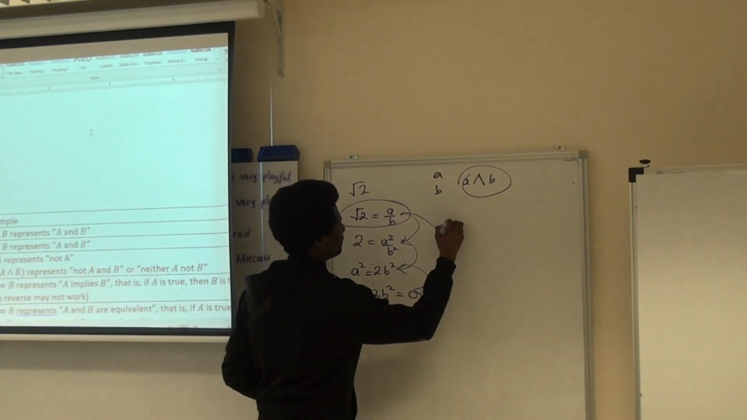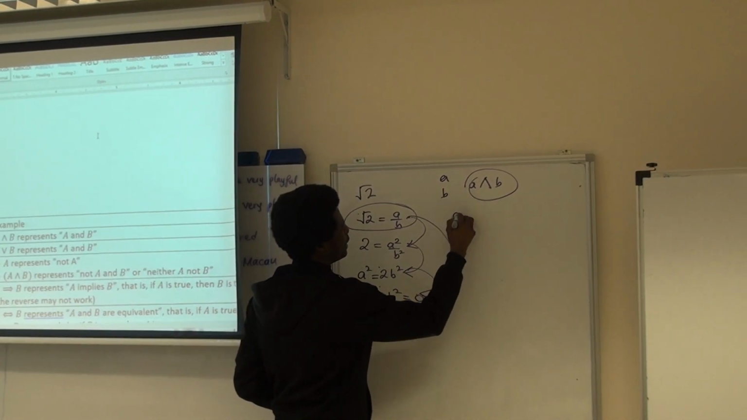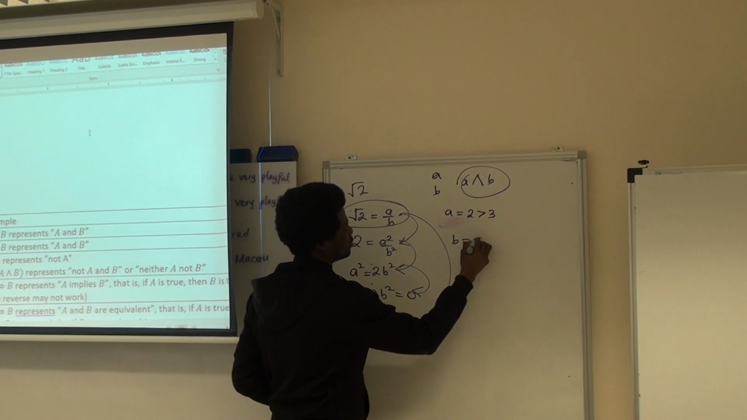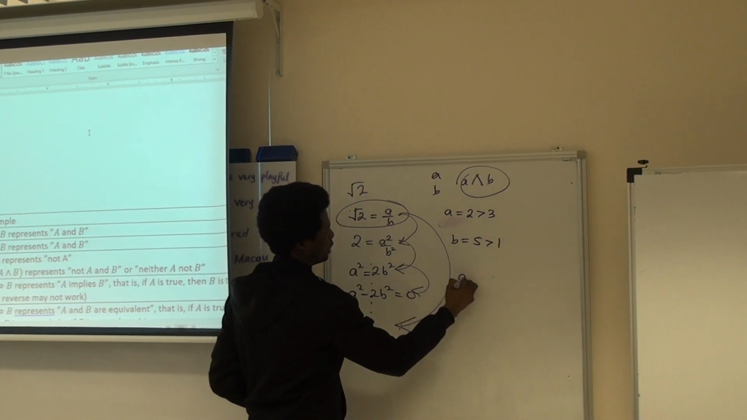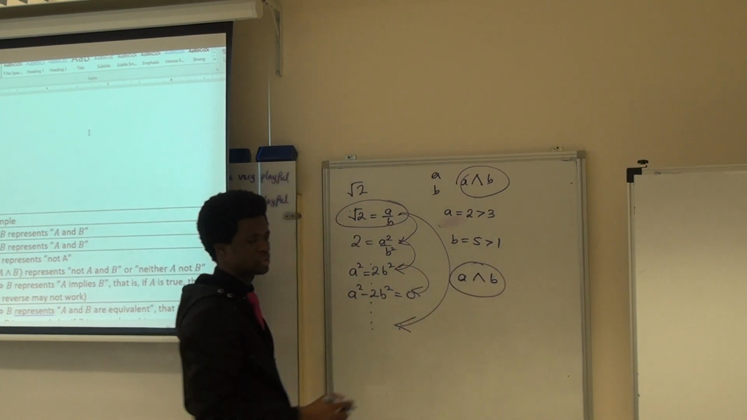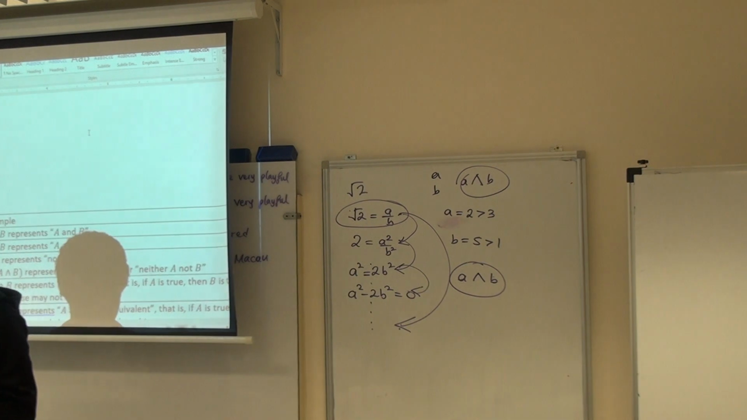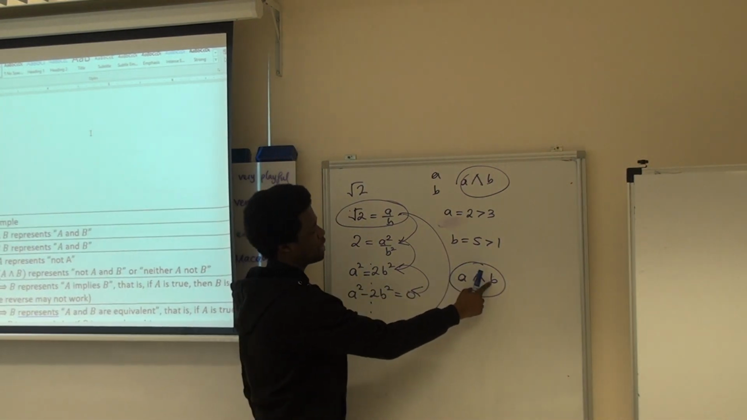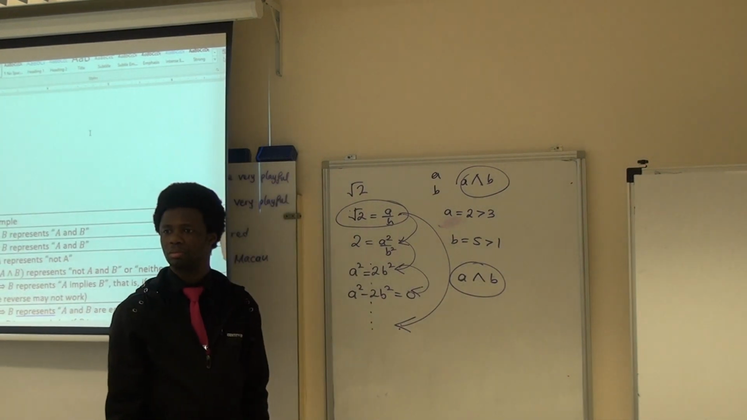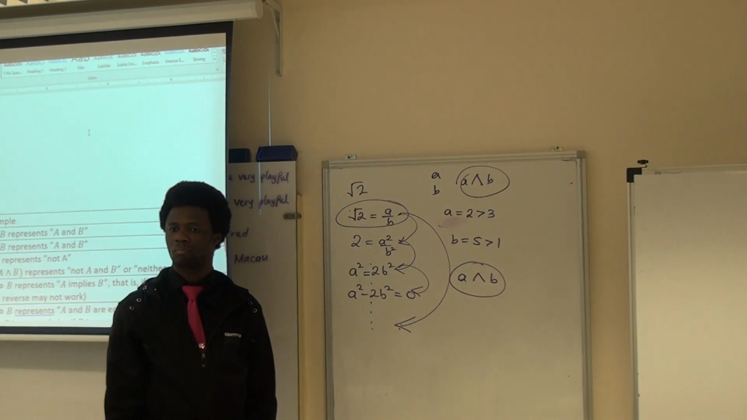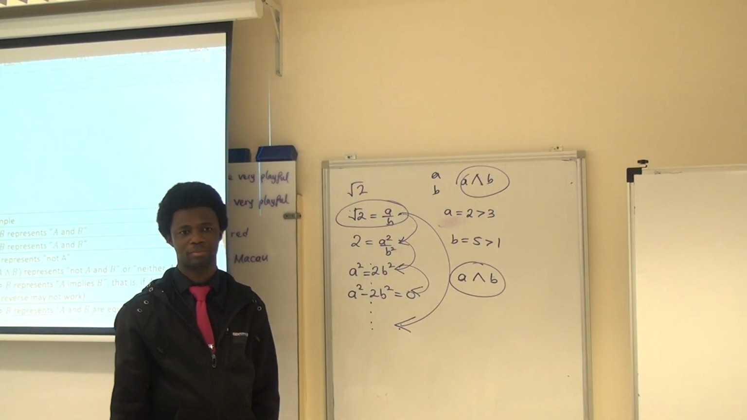Look at this. A is 2 greater than 3, and B is 5 greater than 1. A conjunction B. What is the truth value of this? False. Because what this means is 2 is greater than 3 and 5 is greater than 1. Is that true? Because one of them is false. Do you understand what I mean?